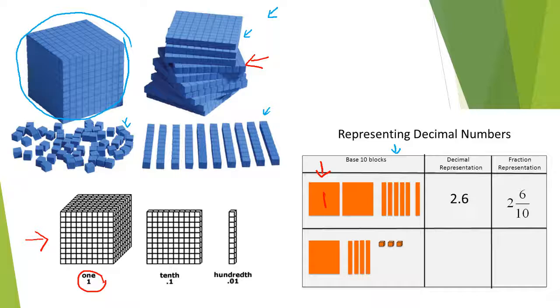So usually they tell you, and for example, they've given you a sample problem up here with the orange ones. So we have 1, and then we have another 1, and then we have these rods, and there's 6 of those. So they said there's 2 whole, right? That was these guys. And then we had 0.6, or 6/10. Make sense? Okay, so let's try the next one.